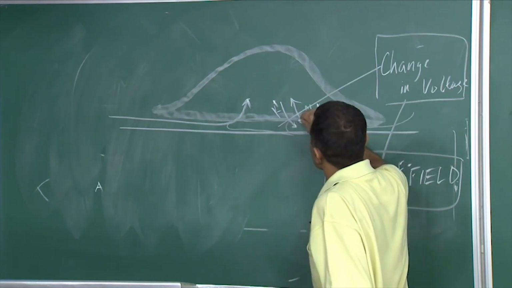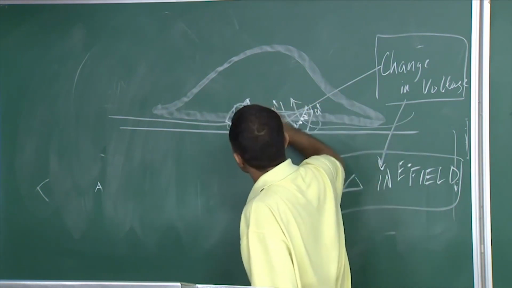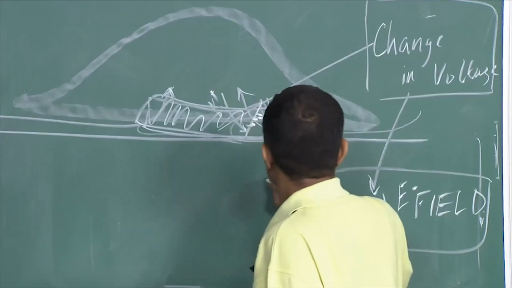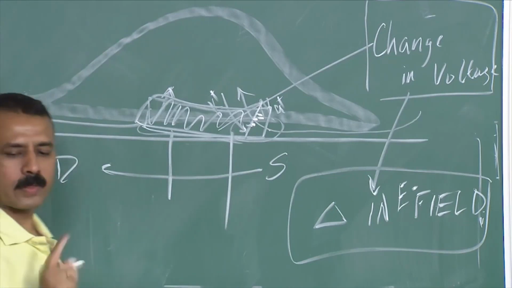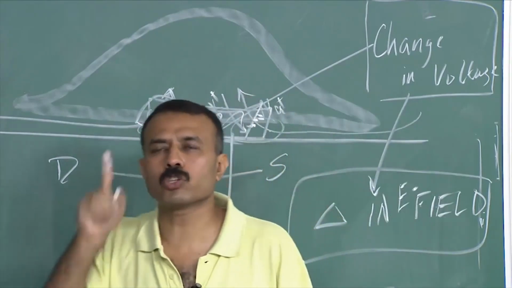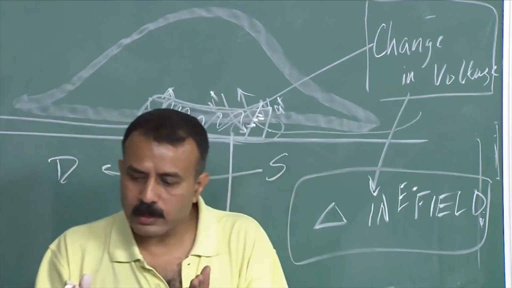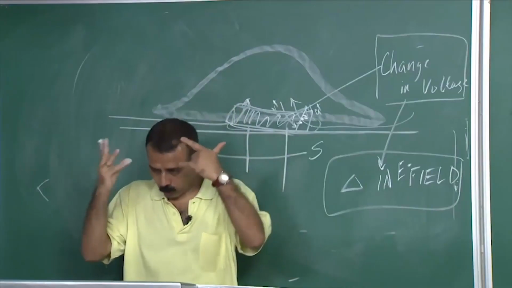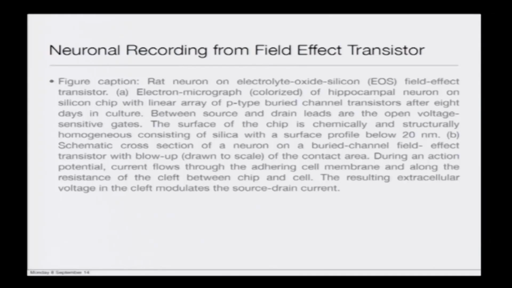So, this is exactly what I was trying to tell. This change here, this is what the source and the drain is sensing. So, there is a gate out here. That is it, and that is the most fundamental thing. That is why I am repeatedly telling you, try to visualize, take a sheet of paper, draw it and try to visualize. Once this is clear, then you can read all these papers and slowly develop the technical know-how about it. Okay? So, this last line, the resulting extracellular voltage in the cleft modulates the source and drain current, and this is where lies the catch.